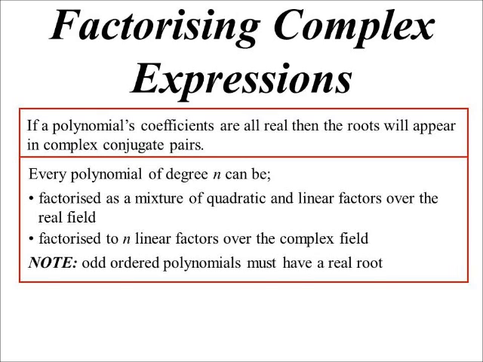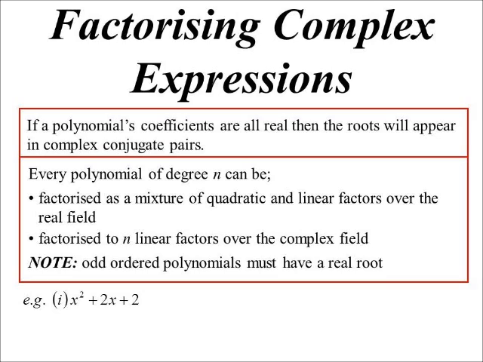So therefore, that logically means if you've got an odd-ordered polynomial, there must be at least one real solution in there. Because if the imaginary ones are appearing in pairs, you're always going to have an even number of imaginary solutions. That's right. We're talking about when the coefficients are real.